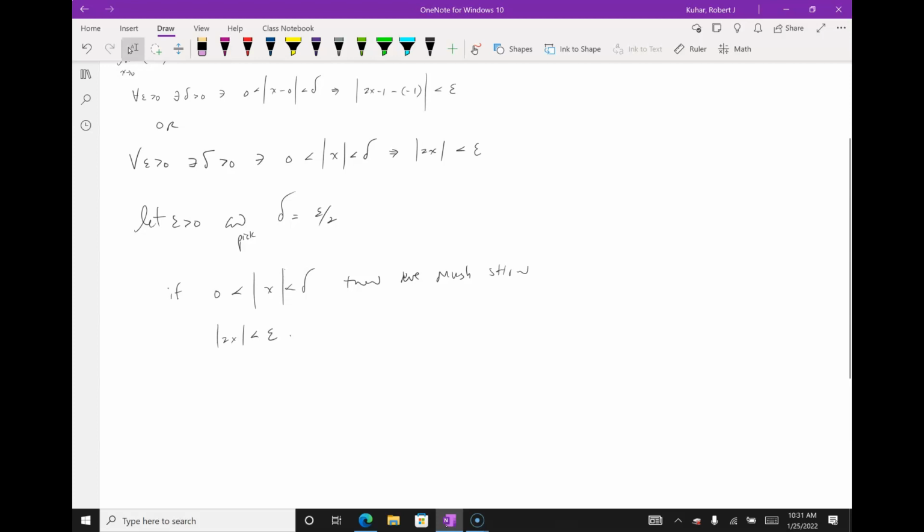I got to find the delta. There exists a delta. I have to find it. I know how to do it. That's how I picked delta: epsilon over 2. In this particular case, almost any delta will work.